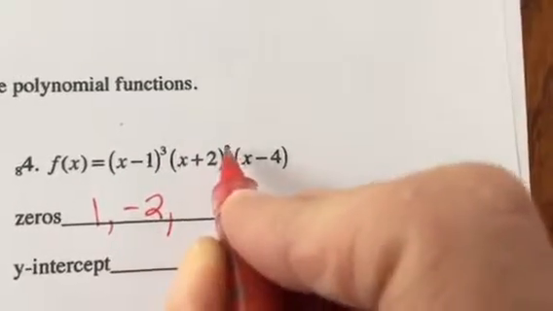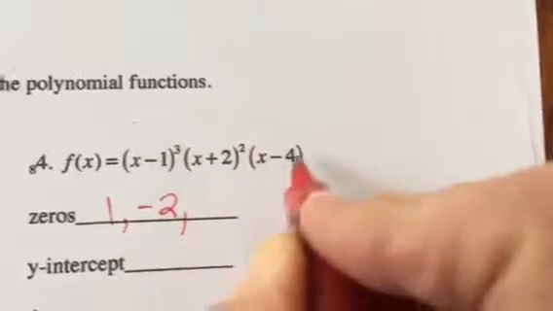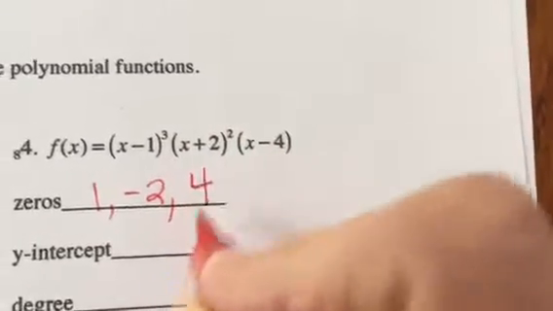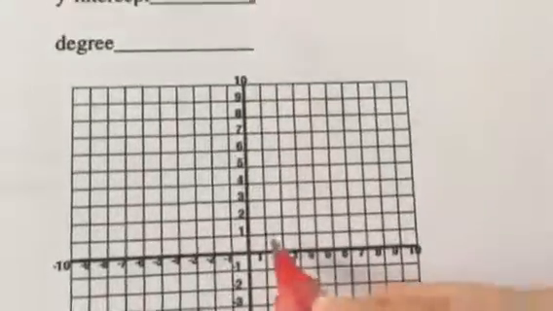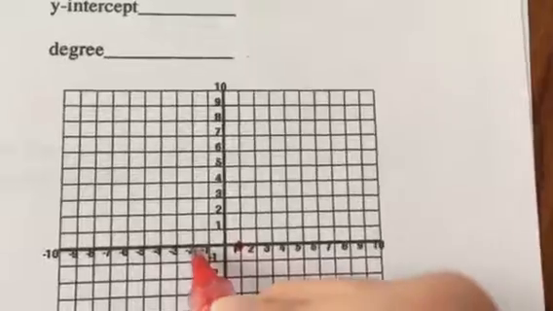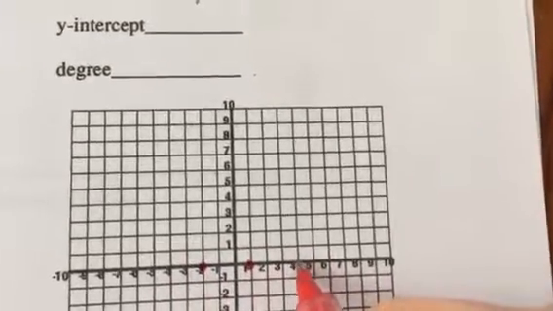Negative 2, with a multiplicity of 2 had I asked. What makes this guy 0? 4. Those are your x-intercepts. So if you wanted to, you could go ahead and graph those. So there's 1. What was my other one? Negative 2 and 4. Negative 2 and then 4.